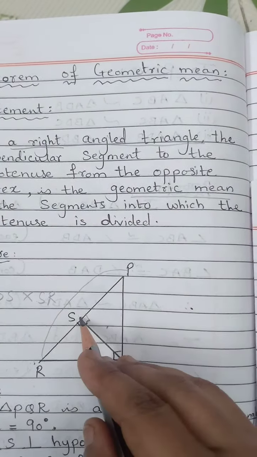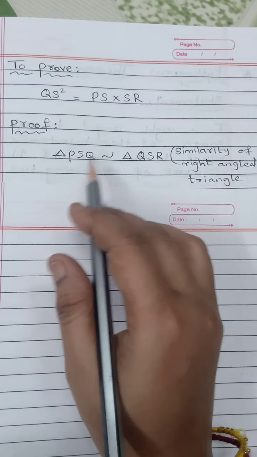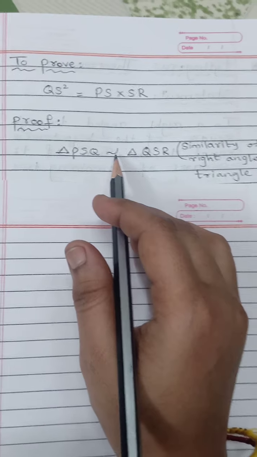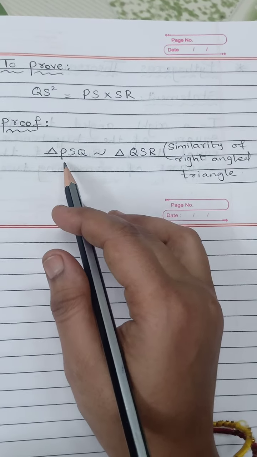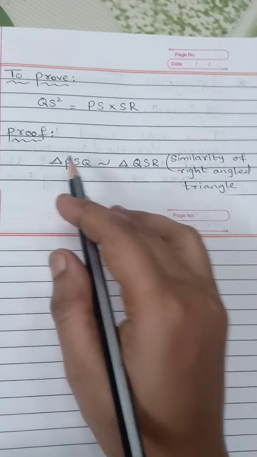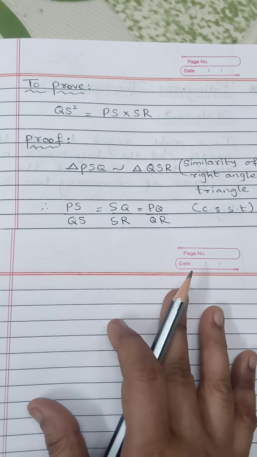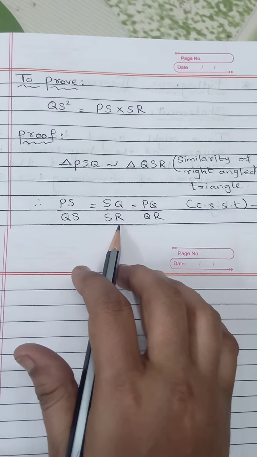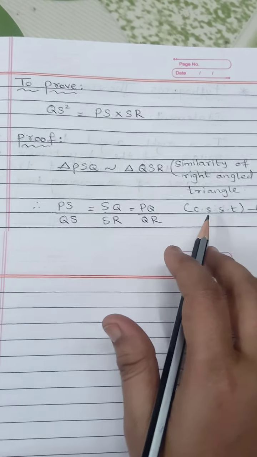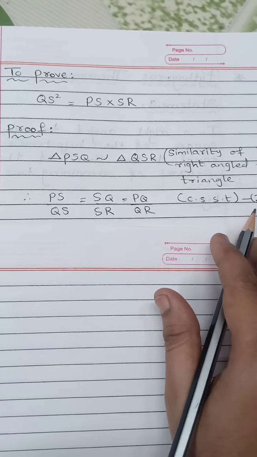PSQ, QSR. These two triangles we have taken similar, and the reason will be similarity of right angled triangles. Now whenever two triangles are similar, we can write the corresponding sides in proportion. So the corresponding sides will be PS upon QS, then SQ upon SR, then PQ upon QR. So PS upon QS is equal to SQ upon SR is equal to PQ upon QR, and the reason is corresponding sides of similar triangles. I have given it equation number 1.